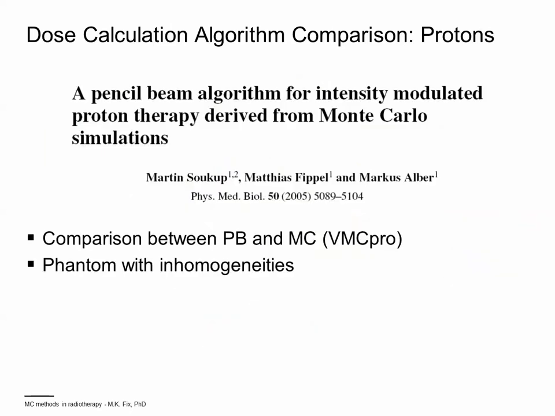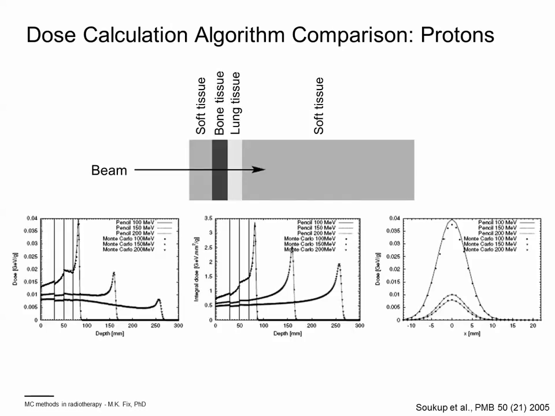Finally, for protons, a comparison using pencil beam and VMC Pro Monte Carlo is shown for 2 phantom situations. The first situation included a slab phantom of soft tissue, bone, lung, soft tissue configuration, and a proton pencil beam with 100, 150, and 200 MeV. Depth dose curves on the left, integrated depth dose curves in the middle, and dose profiles for 100 MeV on the right are shown. In this case, the pencil beam algorithm is able to accurately predict the Monte Carlo dose distribution.